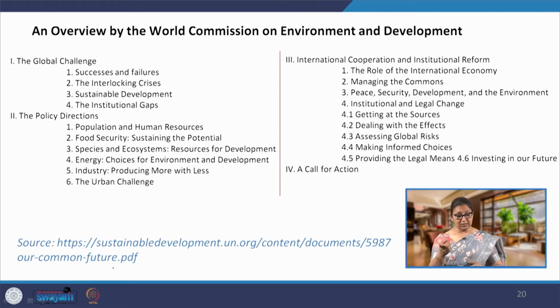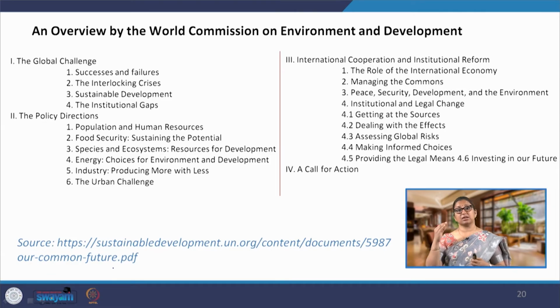And then the third thing that we had identified was this institutional gap. So, what do we do about them? International cooperation and institutional reform was proposed, the directions for that. So, the world had to come together. Our Common Future had the majority of the countries as signatories, as parties. And what they identified was the role of the international economy, how trade should happen. It cannot be that one part of the world continues to grow while the other part of the world continues to suffer or be exploited. So, there was this role of international economy, managing the commons, peace, security and development.